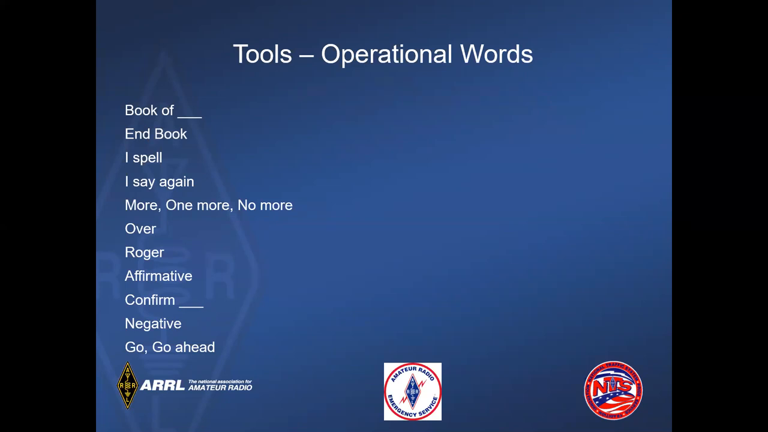I say again, there are two reasons to use that. If you start to say a word or a group of characters and you make a mistake, you say, I say again, and start over from the beginning of that group. The other reason to use it is to repeat the group you just said, just for clarity, to make sure it's understood by the receiving operator.